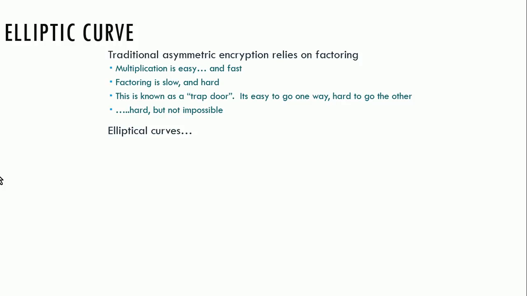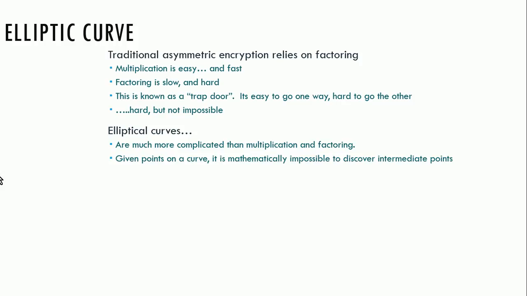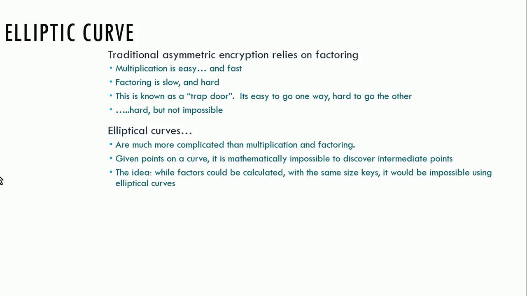So elliptical curves are a little bit different. While factoring is very difficult and slow, elliptical curves are much more complicated math. Elliptical curves usually involve analytical geometry, right? So it's trying to calculate curves, basically, if you remember from your calculus classes. Given points on a curve, it is mathematically impossible to discover intermediate points on that curve. So this is a much better trapdoor, a much stronger trapdoor than we have with factoring. So it gives you much better encryption.